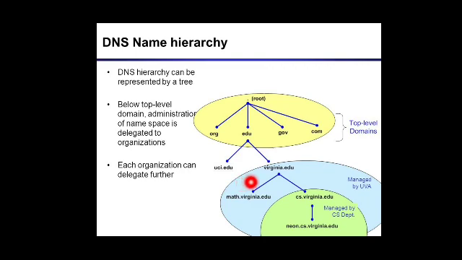Department of maths. And on the other side you can see cs.virginia.edu, that means the computer science department. And within computer science you are having some sort of project. That project name is neon. So neon.cs.virginia.edu.